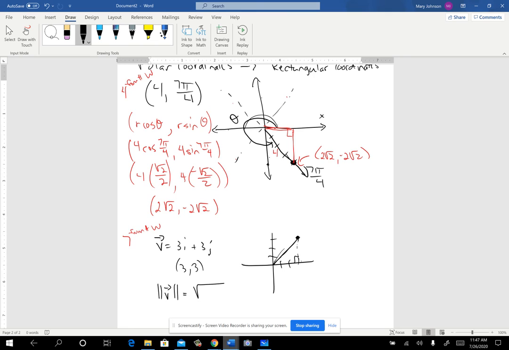So it would just be the square root of 3 squared plus 3 squared, which is the square root of 18, or 3 square root of 2. That's all that problem wanted. And they did want an exact answer, so you didn't want to be putting the decimal in there. Okay, so then there's a couple more problems like that.